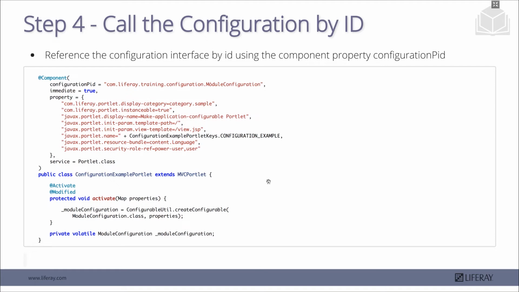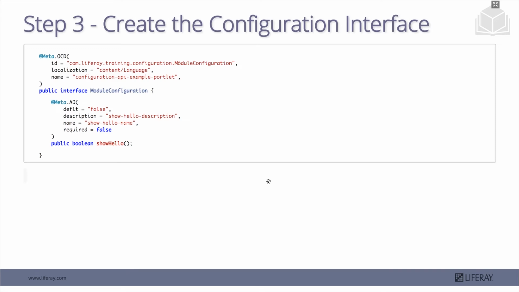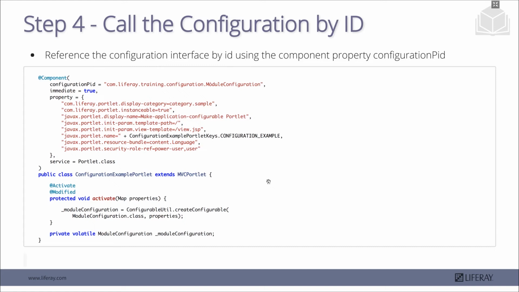So the first part is at the component annotation, we can target the specific configuration PID. So over in the interface, we have the ID @metaOCD. Here in step 4, we are selecting that specific ID in configuration PID.